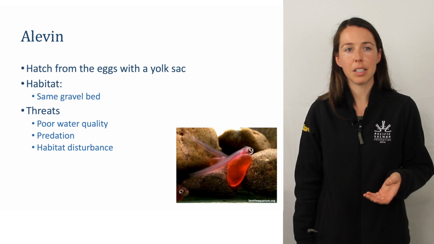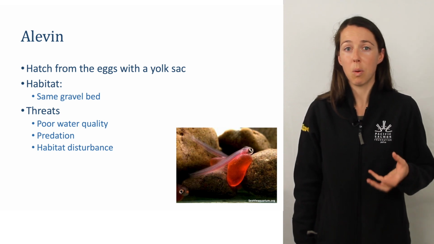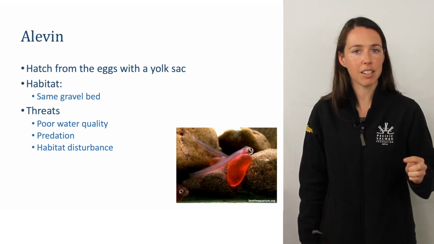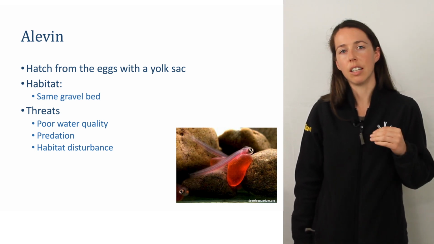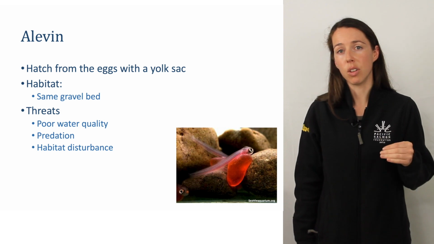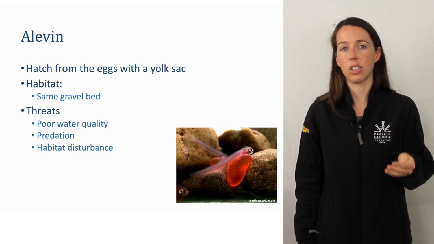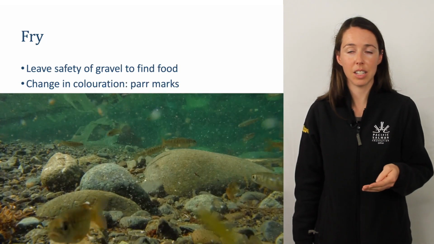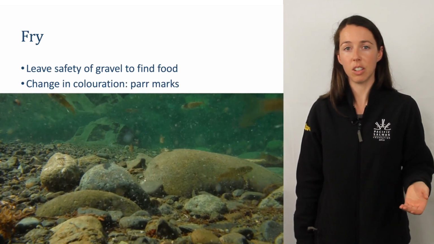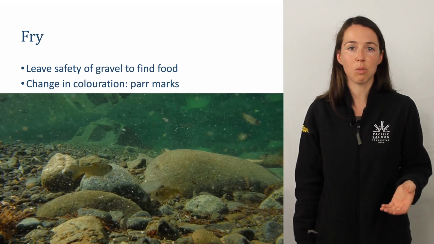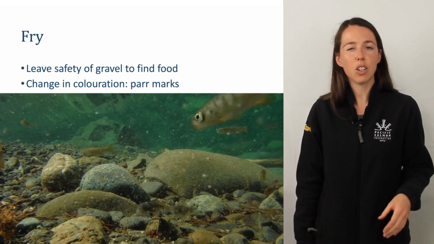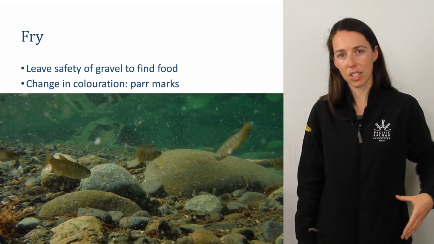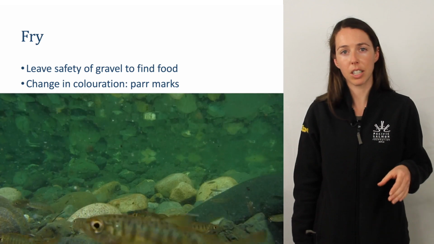They typically experience about 80% mortality while they're still in the gravel. So if we go back to the female laying her eggs in the riverbed, if we imagine she laid 4,000 eggs, of those, only 800 would actually emerge from the gravel as fry, which is our next life stage. Here, they've run out of food in their yolk sac. They need to leave and enter the river to find food. They also start to change color. They develop these dark bars along the sides of their body, known as parr marks.